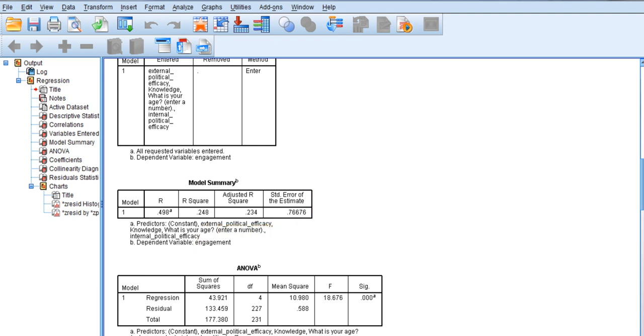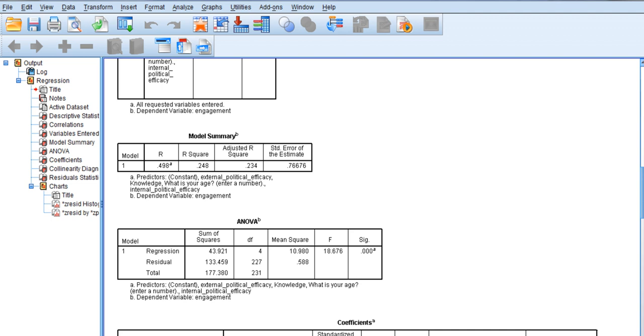The standard error of the estimate is an estimate of how much error we expect in any given prediction, or another way to look at it is it's basically a standard deviation around the predicted values. So any given score is expected to be off by, each residual is expected to be about 0.8.